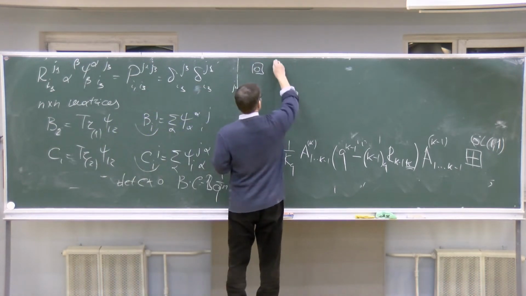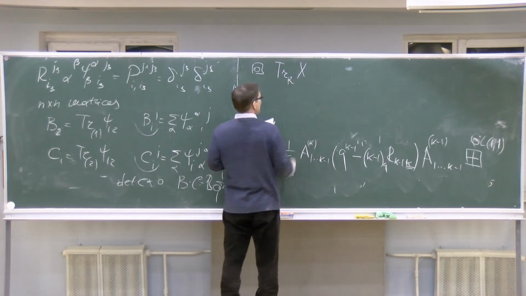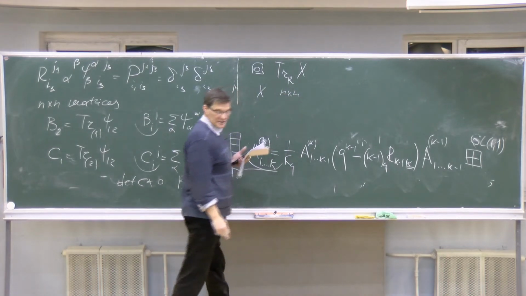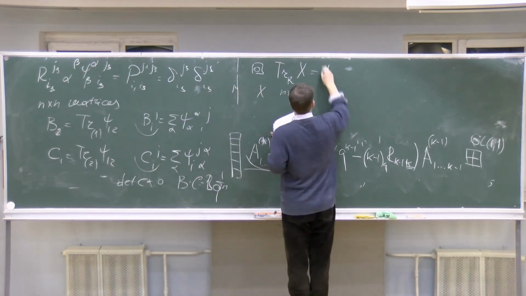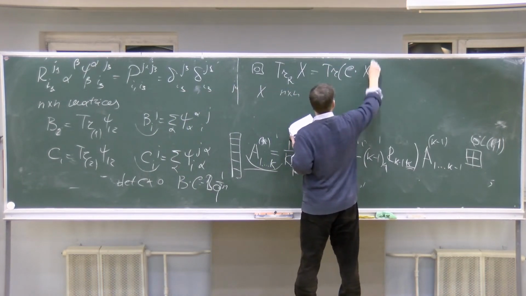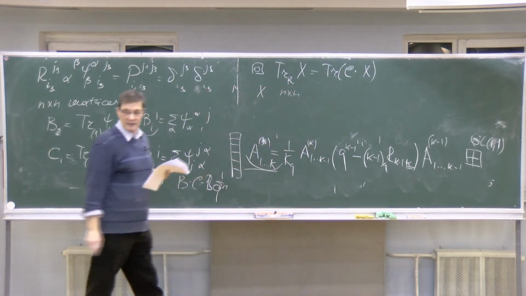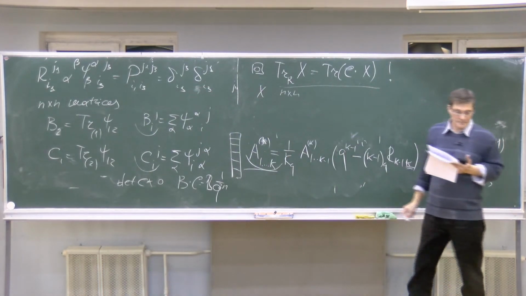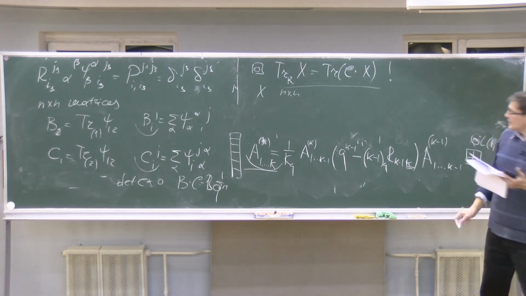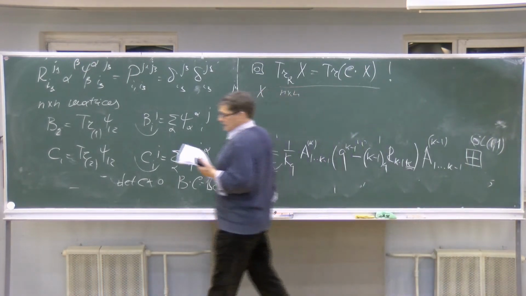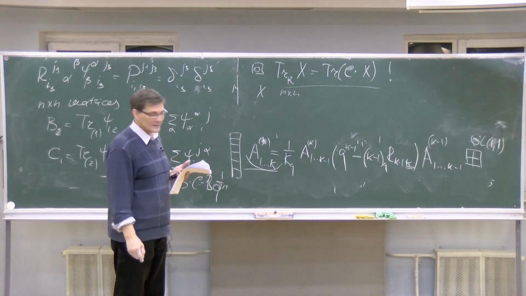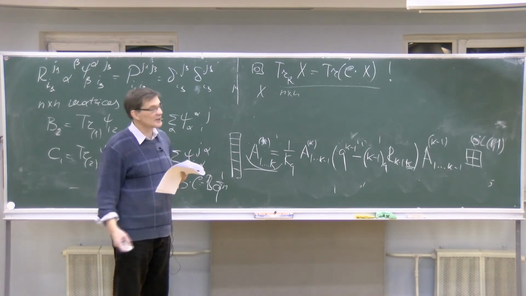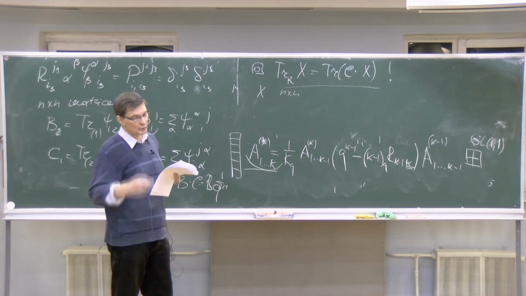Definition: the trace R of any x, where x is an n by n matrix, any matrix, is just the usual trace, but of C multiplied by x. This is a very important definition. What is so special about this trace? It will be clear later, because in quantum matrix algebras, it is the R trace which should be used in order to get the central elements.